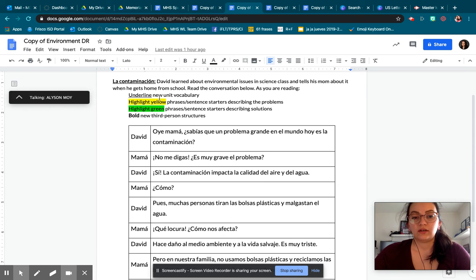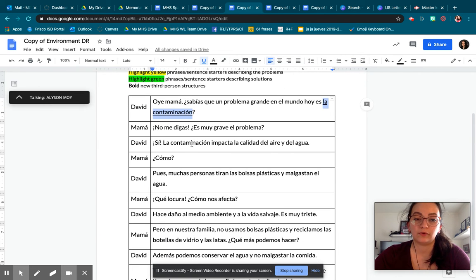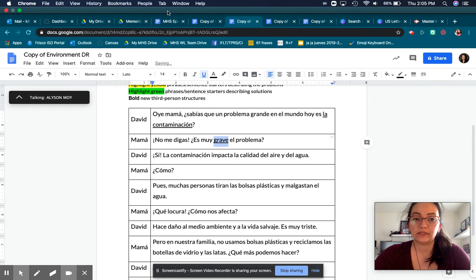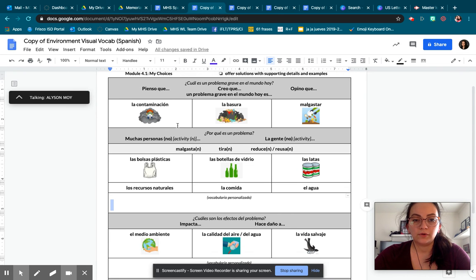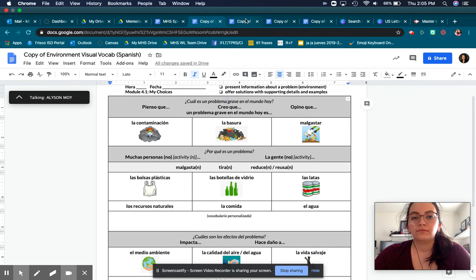So first thing that I see right away is la contaminación. That is definitely a new vocab word for pollution. I would also underline grave. It means serious. And that is something that was not on my visual vocab. Okay, yes it is. It's right here, grave. So I guess I don't need to add that.